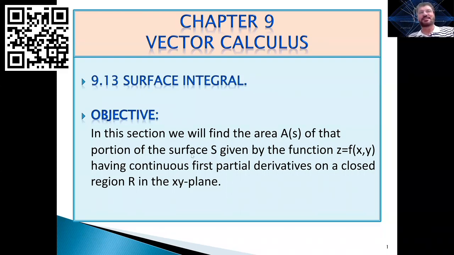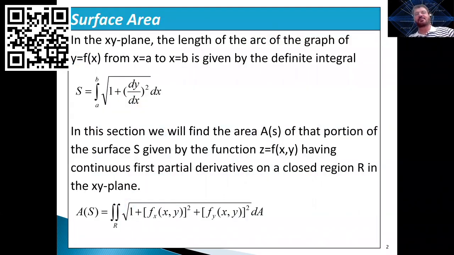Again, 913 surface integral. What's a surface integral? This is our topic today on this section. All right, to start with the surface integral, guys, let's suppose that you have a function y equal f of x in a two-dimensional space.